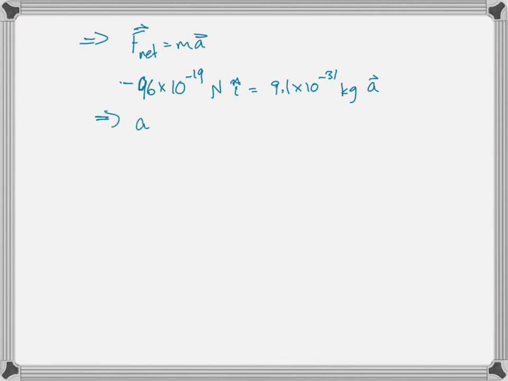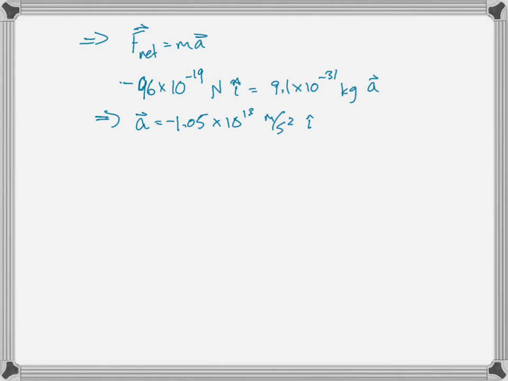Therefore, we solve for the acceleration of the electron. We divide both sides by the mass. And if I did the math correctly, I get 1.05 times 10 to the 13th meters per second squared in the minus x direction. So it's in the negative x direction. It's 1.05 times 10 to the 13th meters per second squared. Is that a large acceleration? Yes, it's an extremely large acceleration.